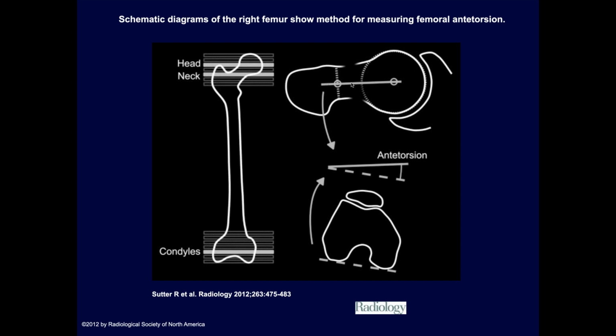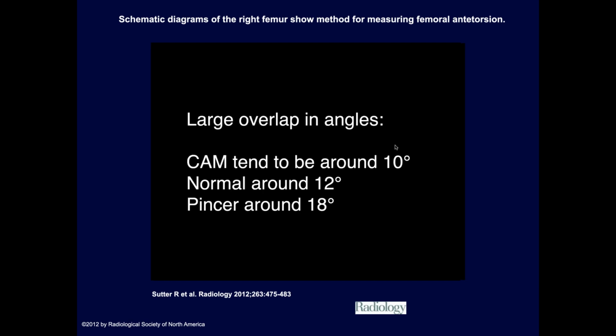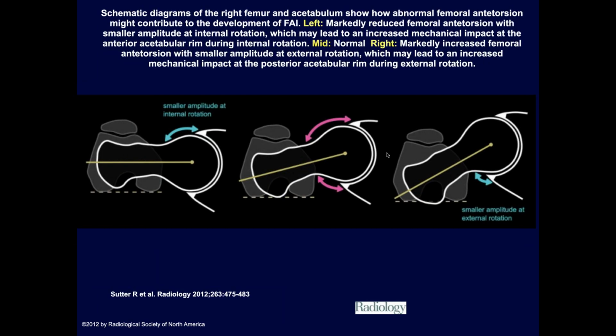And you can measure that by doing an axial image through the head neck of the proximal femur and also through the knee, looking at the posterior condyles. And this is called the torsion angle, the angle between the two when you put them together. And you tend to get cam-type impingement if you have a small torsion angle, and a Pincer type if you have a large torsion angle. But I don't really use this commonly in evaluation for impingement.